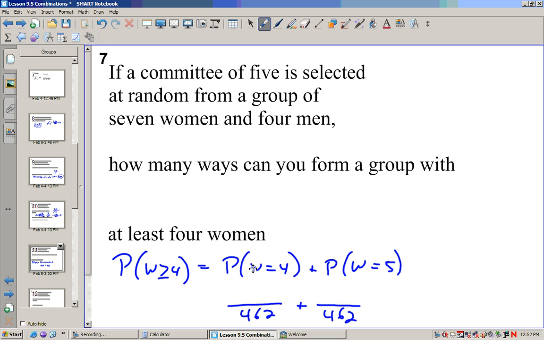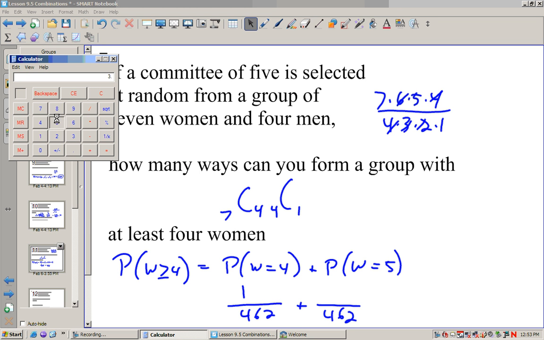So we can put both of these over 462. Now the ways we can get 4 women would be 7 choose 4. And if we have 4 women, that means we have to have 1 man. So that's 4 choose 1. Now 7 choose 4 is 7 times 6 times 5 times 4, all divided by 4 factorial, 4 times 3 times 2 times 1. So this will cancel out to be 35. And 4 choose 1 will just be 4. So 35 times 4 will be 140.